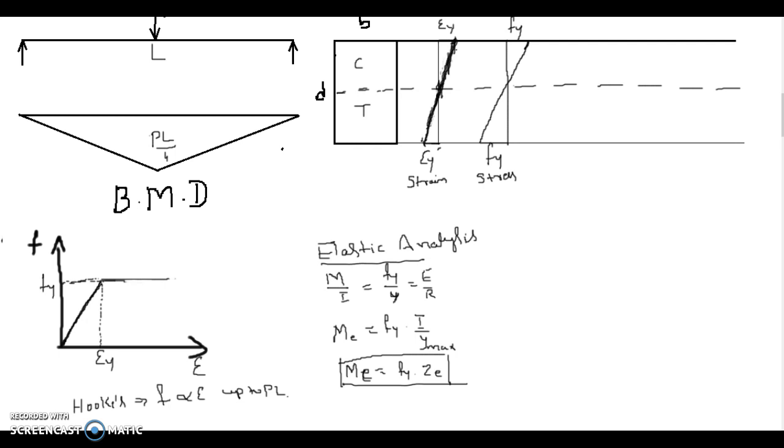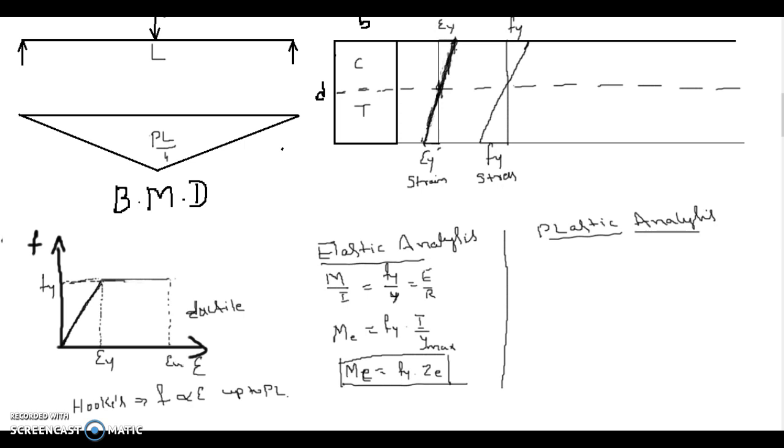Now in the plastic analysis, if you look at this curve, if the strain increases beyond the yield strain, the stress does not increase, it will remain constant. Because steel is a ductile material, you can rotate, or you can have very large strain before it actually fractures. This is the ultimate strain.